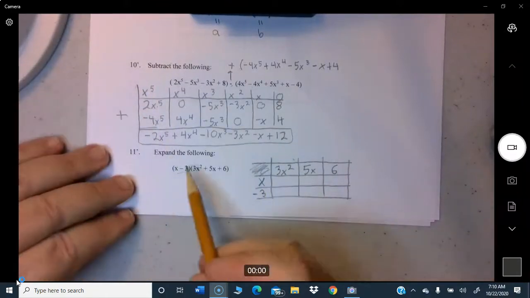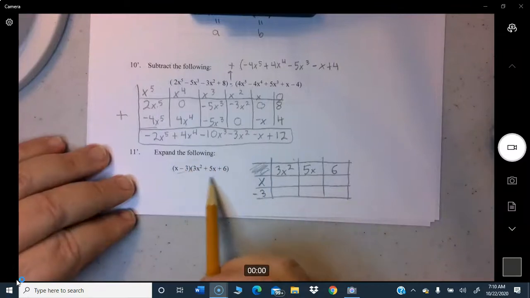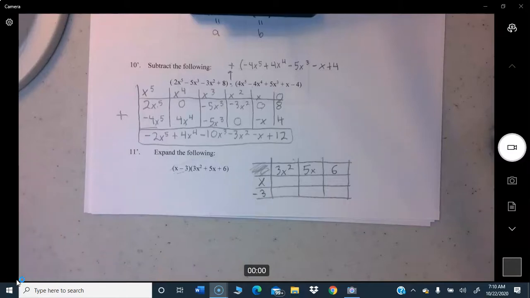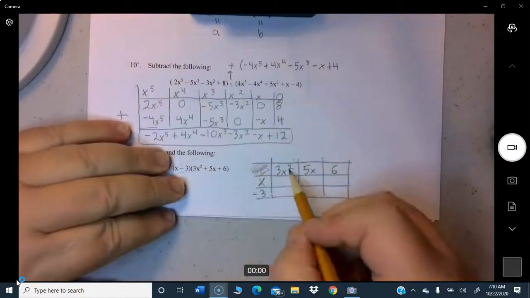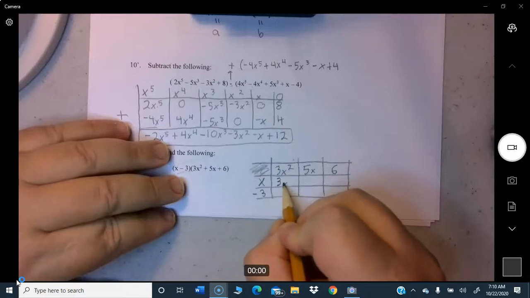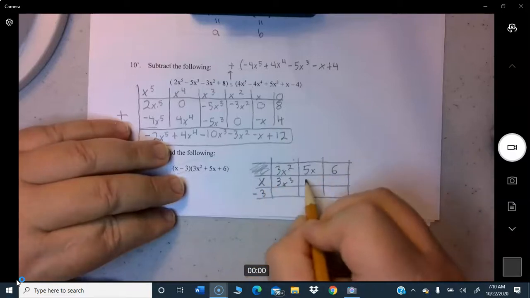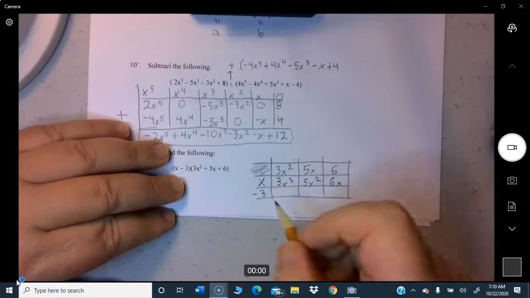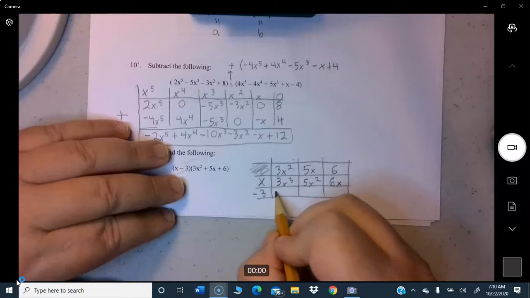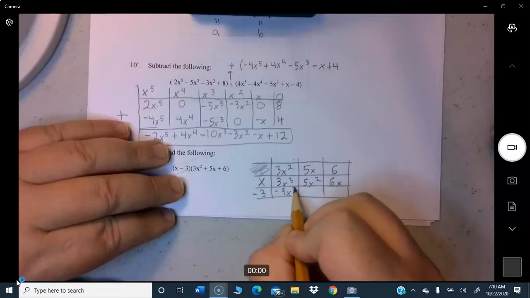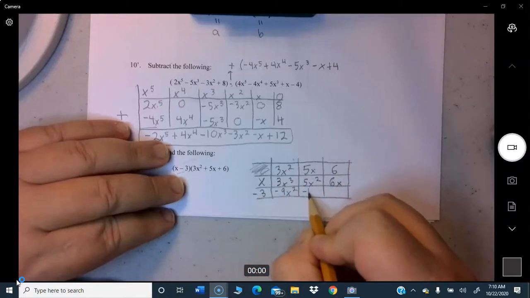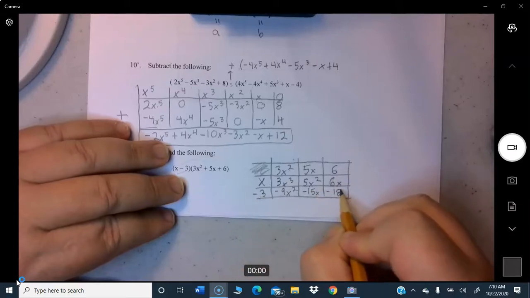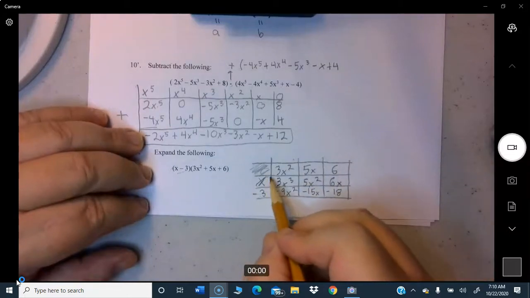The benefit of doing this, I usually just do it like this. I kind of FOIL it out. You can miss a term. This kind of assures you got to fill in all the boxes. You won't miss a term. So 3x squared times x is 3x to the 3rd. X times 5x is 5x squared. X times 6 is 6x. Negative 3, x squared. Negative 3, negative 5. Negative 3, negative 6.